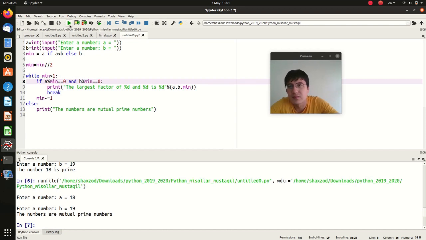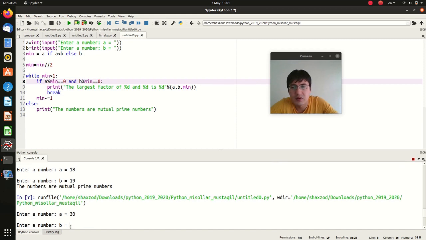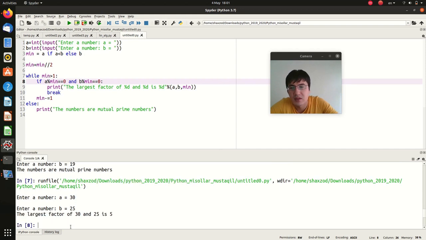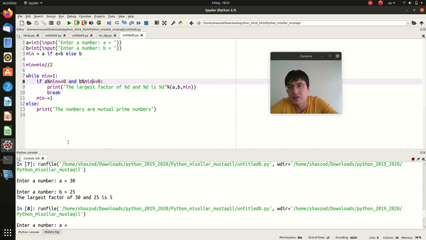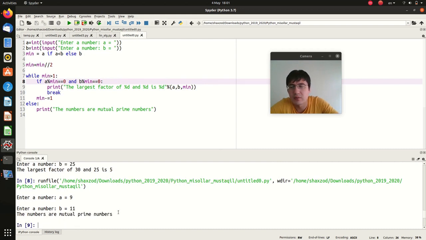Let's check. For example, as A we will enter 30. For B we will enter, for example, 25. The largest factor of 30 and 25 is 5. It is easy to understand. Let's take other numbers, for example, 9 and 11. The numbers are mutual prime numbers. It means only one can be a common divisor of these numbers.